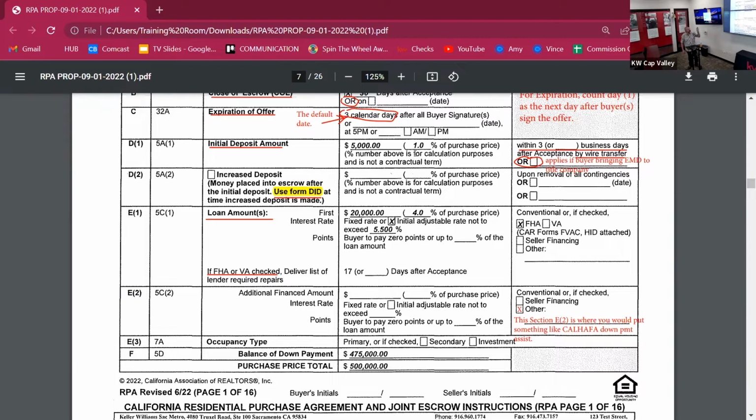Liquidated damages are what the seller uses to get their damages by.